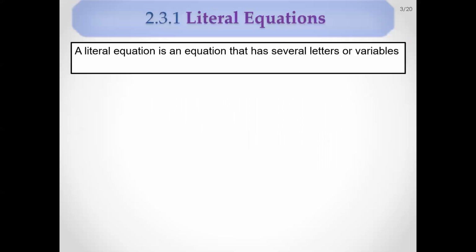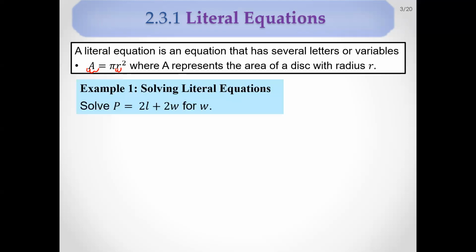So let's start. What do we call a literal equation? A literal equation has several variables. So here, for example, we have the variable a and the variable r. So we have one equation with two or more variables. We see this in different formulas in physics and in different sciences. And the aim is to express one of the variables in terms of the others.